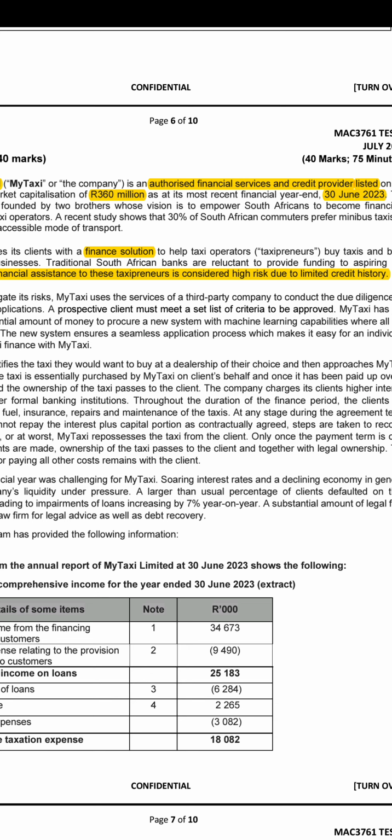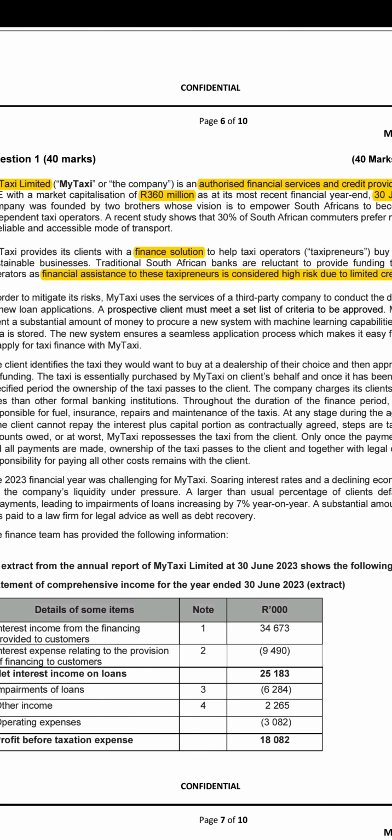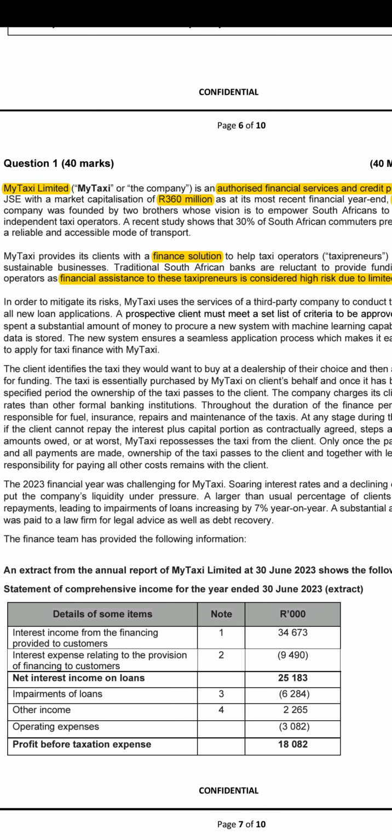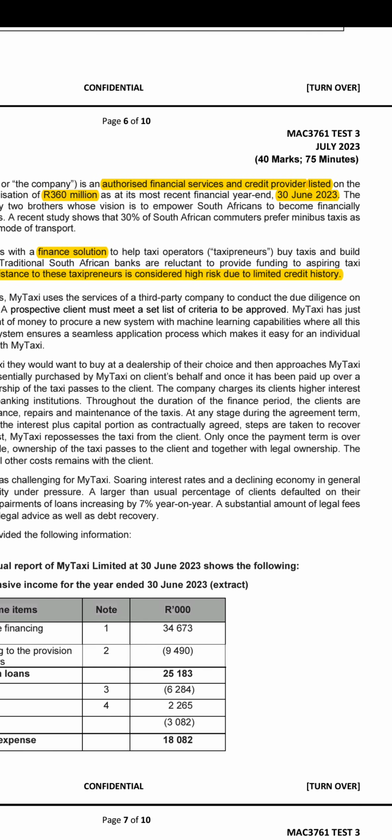So this is something that needs to be taken into consideration when you're doing a SWOT analysis and a risk assessment, because obviously it is something that we need to consider. Okay. So that's something I would highlight.